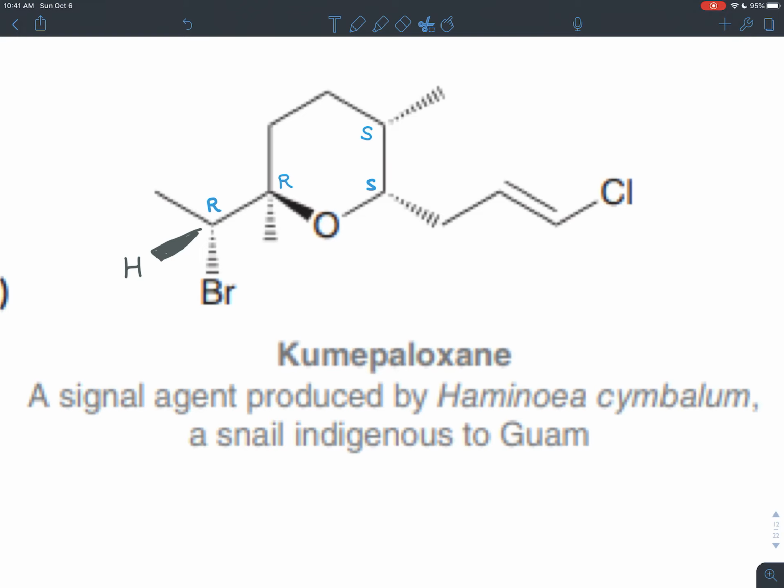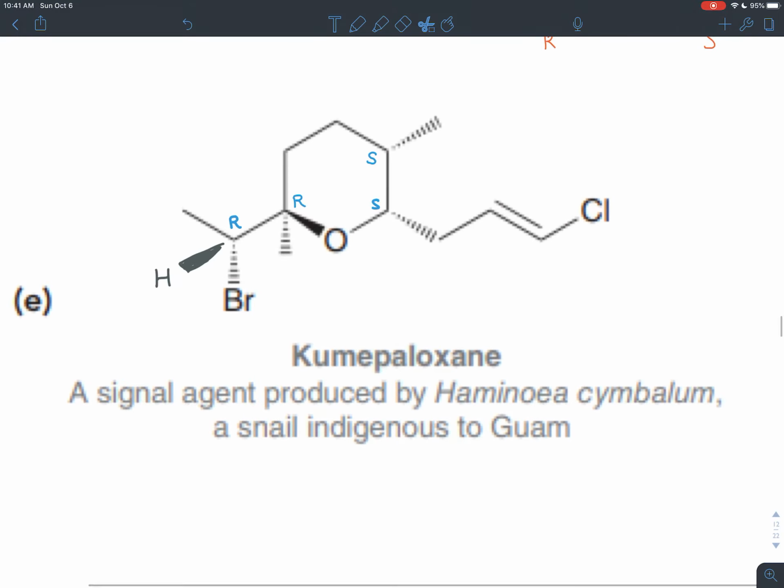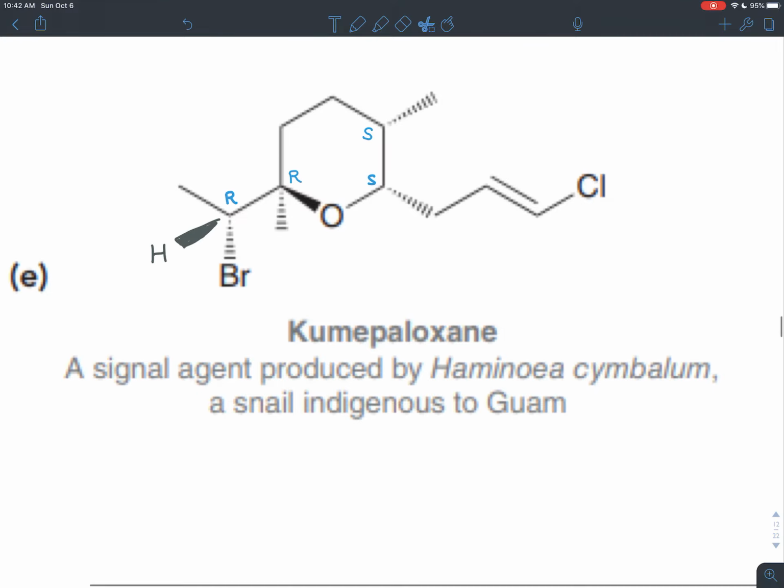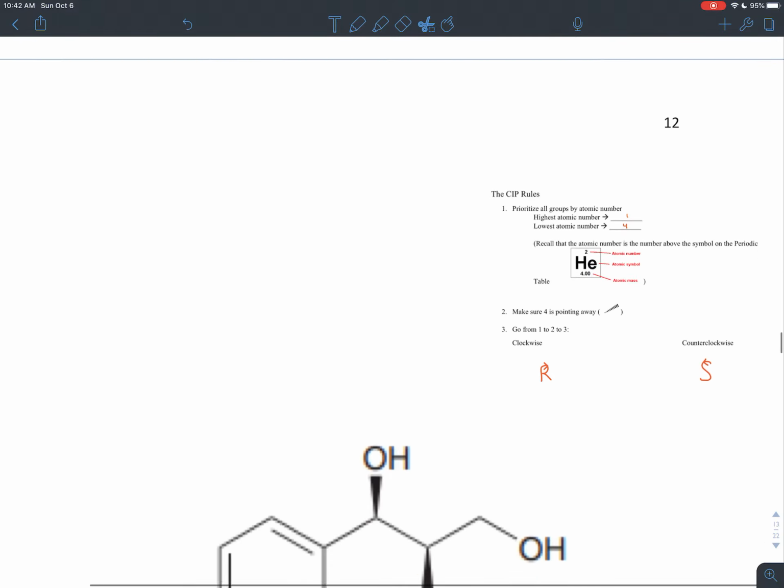So that is assigning the chirality, assigning the chiral centers for all the molecules in this conantokin, which is a signal agent produced by a snail indigenous to Guam.